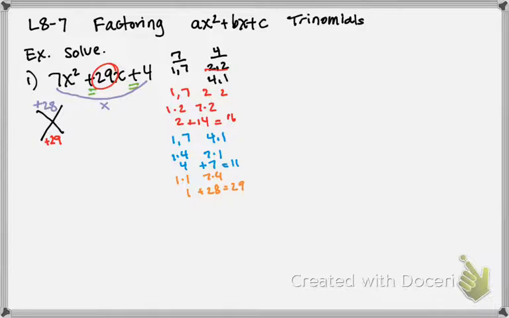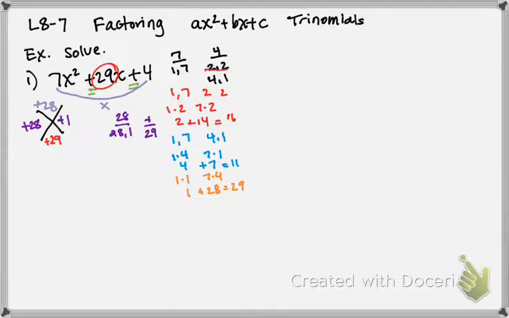For whatever reason, these are the factors that nobody remembers to think about. So how do I get 28? Well, one of them is 28 and 1. If I add those together, I do get the 29. For whatever reason, people like to forget those. So we have a positive 28 and a positive 1.